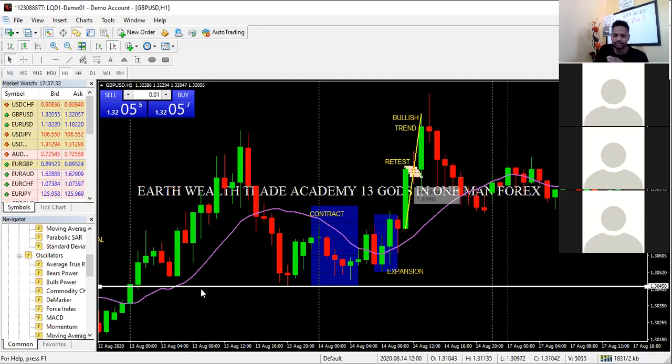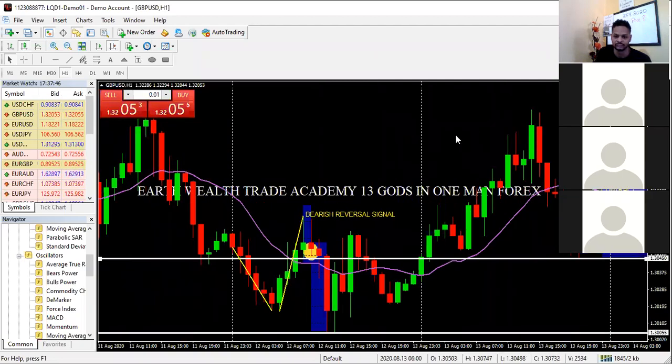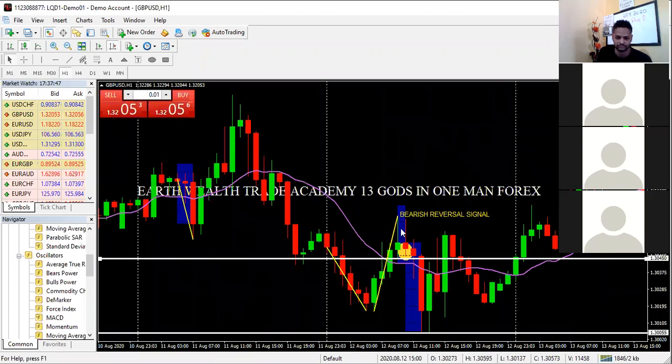So all this is playing out right here. Contract expansion, retest, and then it goes into a trend. And all this trend here is called a bullish trend. Okay? You'll see it plays out right here. Trend. Tweezer formation.